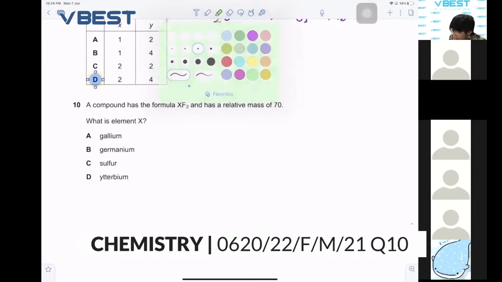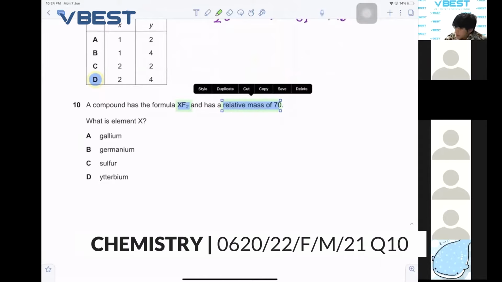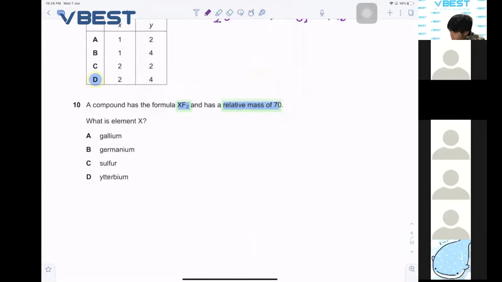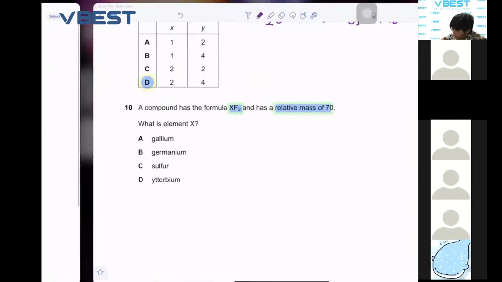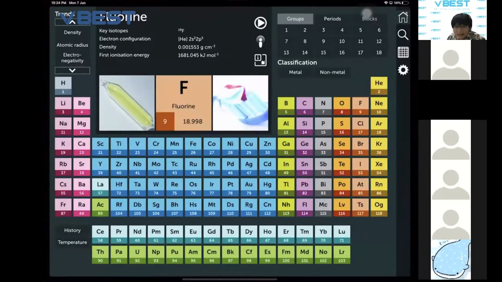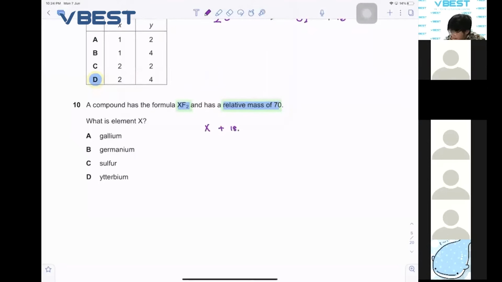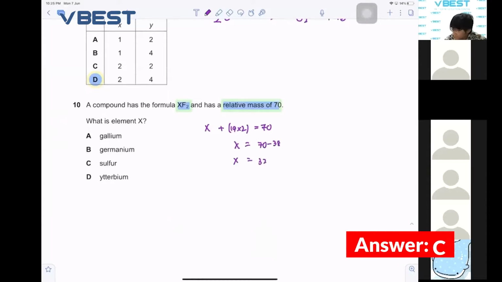A compound has a formula XF2 and has a relative mass of 70. So what is the compound X? Can you minus off fluorine? What's the atomic mass for fluorine? Fluorine is here, 18.998. So I know that X plus 18.998 times 2, I just put it as 19. So 19 times 2 is 38, and X equals 70 minus 38, which is 32. And 32 is sulfur, right?